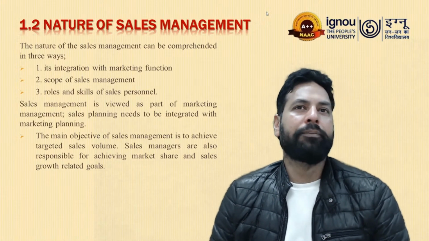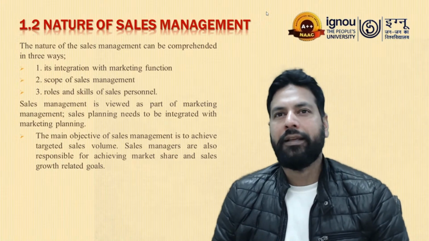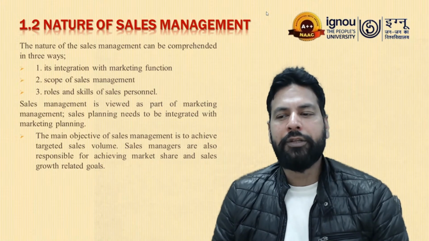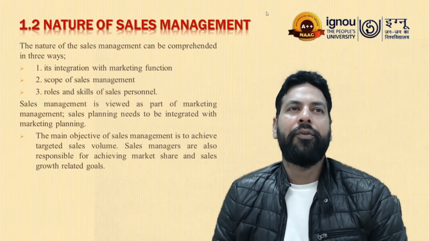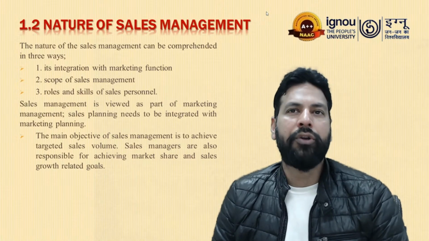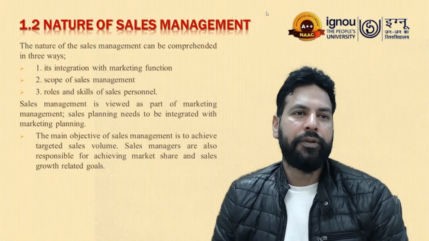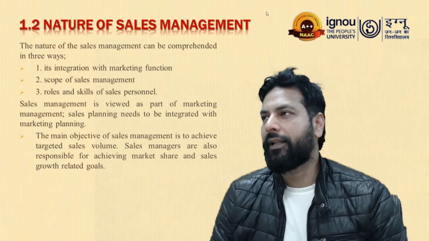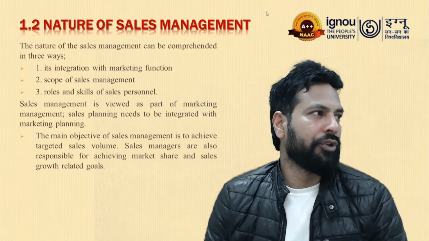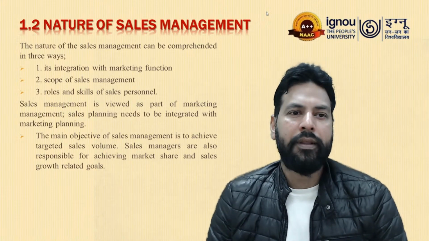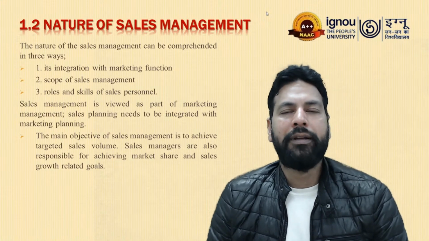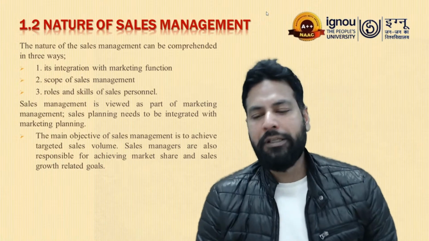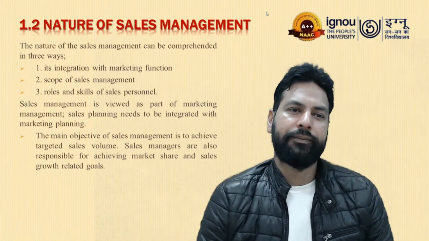So sales people who are responsible for selling, they are responsible for getting the revenue. They are responsible for getting their sales target, which they get in the beginning of the quarter or financial year. So we should be very, very clear about it. So we spoke about the nature of sales management, which can be understood with 3 points: integration with marketing, the scope of sales management, and also the roles and the skills of a sales individual, a sales personnel.